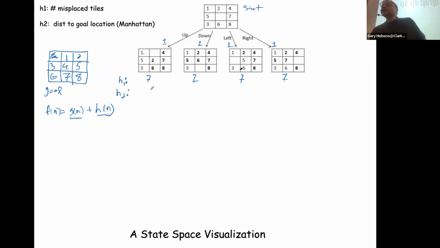So for H2, it's going to be a few more moving parts to calculate. For the one, what's that distance, Manhattan distance? It's one. So I'm just going to write really small in each corner what the Manhattan distance is, so you can just add it up. So that's going to be one. Okay. How about the four?